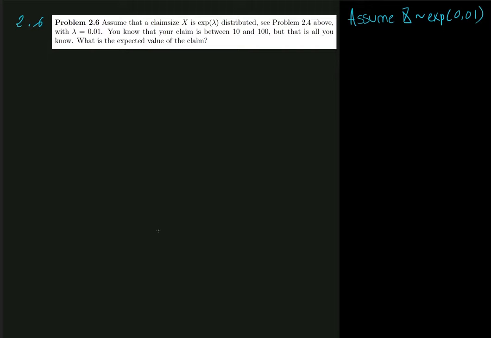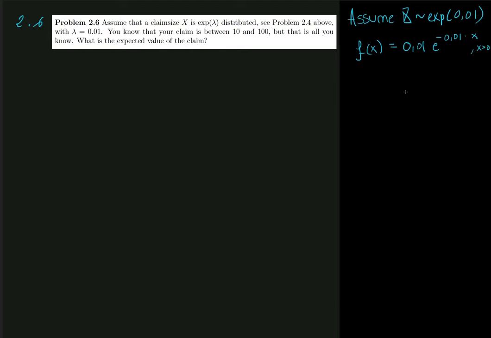And in problem 2.4, we see that if x is exponentially distributed, then the density of x is given by lambda multiplied by e to the minus lambda x. So in this case, it's 0.01 multiplied by e to the minus 0.01 multiplied by x, for x greater than 0, I think. And the for x greater than 0 part is important to remember.